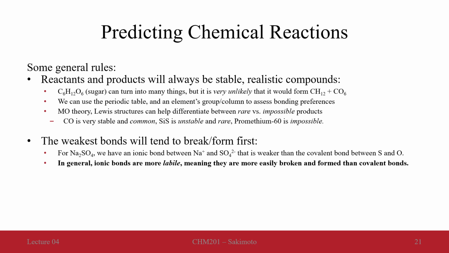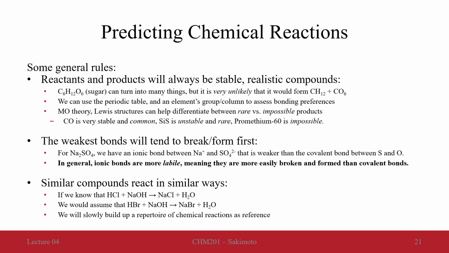So if we were to look at something like sodium sulfate, Na2SO4, this is a combination between a cation, sodium plus, and a polyatomic anion, sulfate, SO4 2 minus. We would probably predict that the ionic bond between Na plus and sulfate is going to be broken first, more easily broken, more easily made, than the stronger, less labile covalent bond that exists between the sulfur and the oxygen. So not 100% true. Sometimes weird things happen, but it's generally good intuition to look first at the ionic bonds before looking at the covalent bonds.